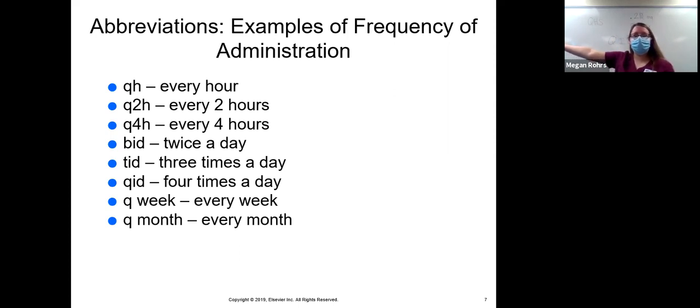Did you guys study that last quarter? Yeah. So twice a day, 3 times a day, 4 times a day. Don't confuse QID, once again, with QOD. What is QOD? Every other day. Then every week, every month. You could also see something like this, Q3D. What would that mean? Every 3 days or every 3rd day. Some medications have to be taken like that.